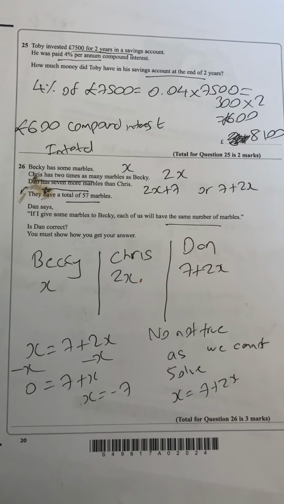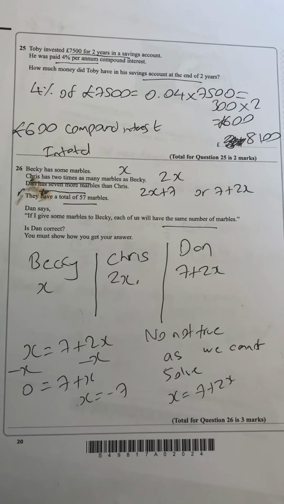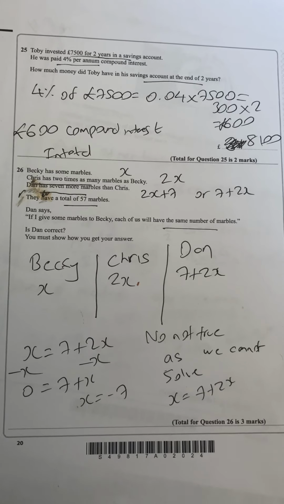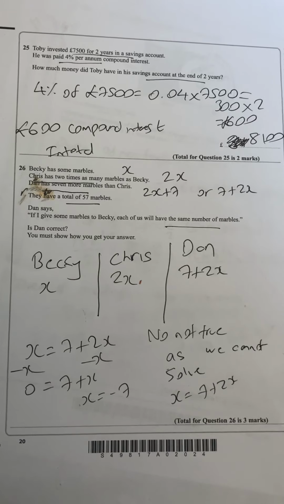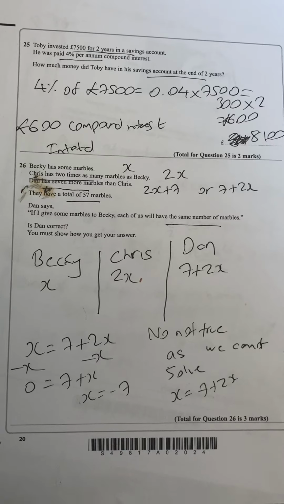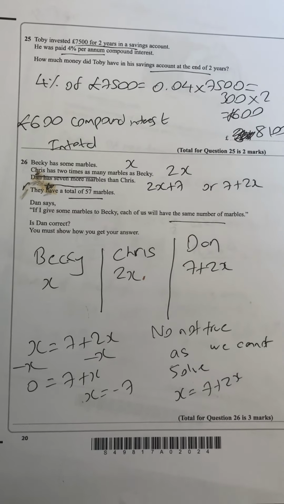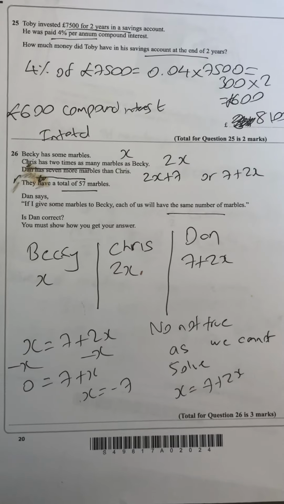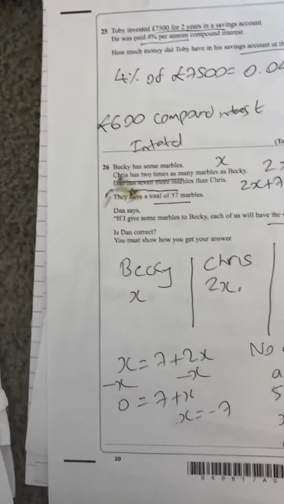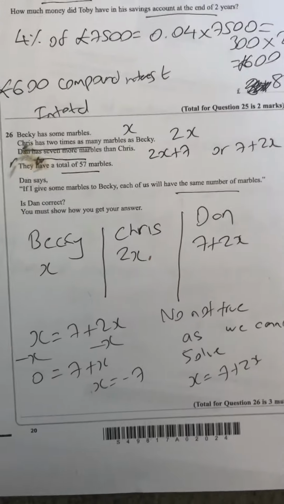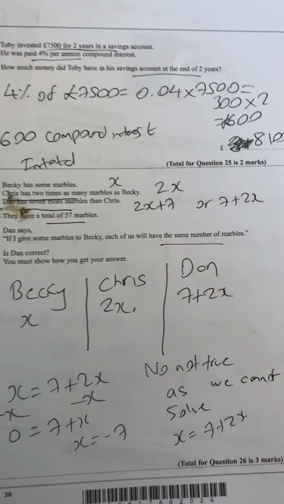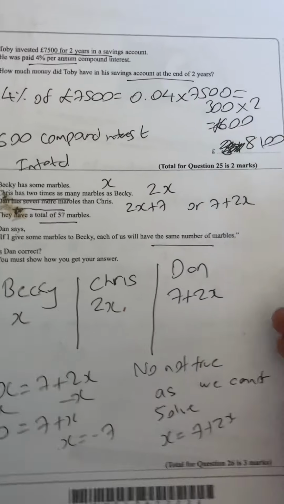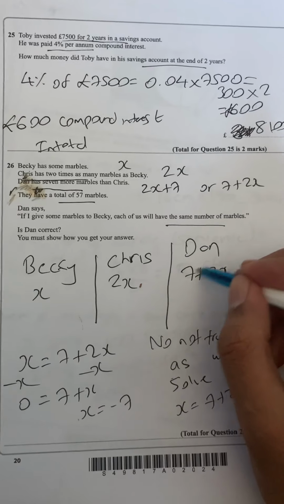Right, guys, question number 26. Becky has some marbles. Chris has 2 times as many marbles as Becky. Dan has 7 more marbles than Chris. They have a total of 57 marbles. Dan says, if I give some marbles to Becky, each of us will have the same number of marbles.